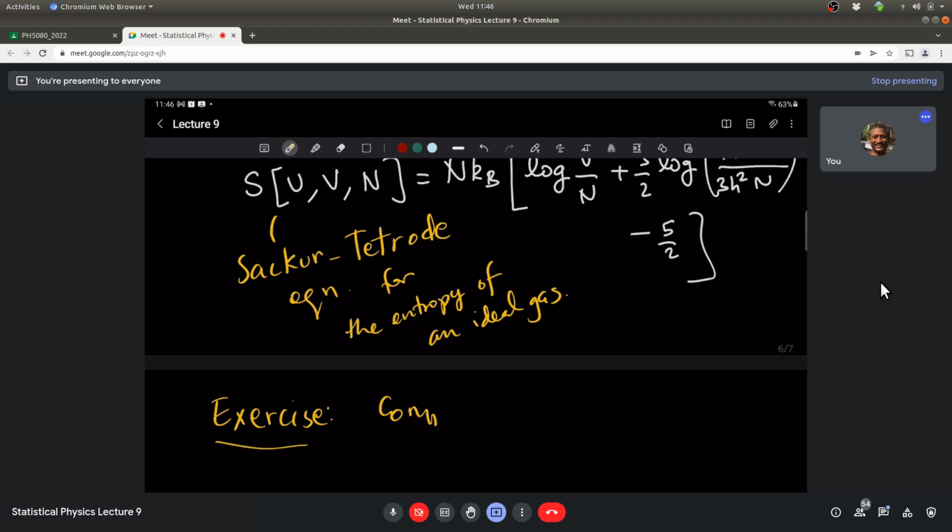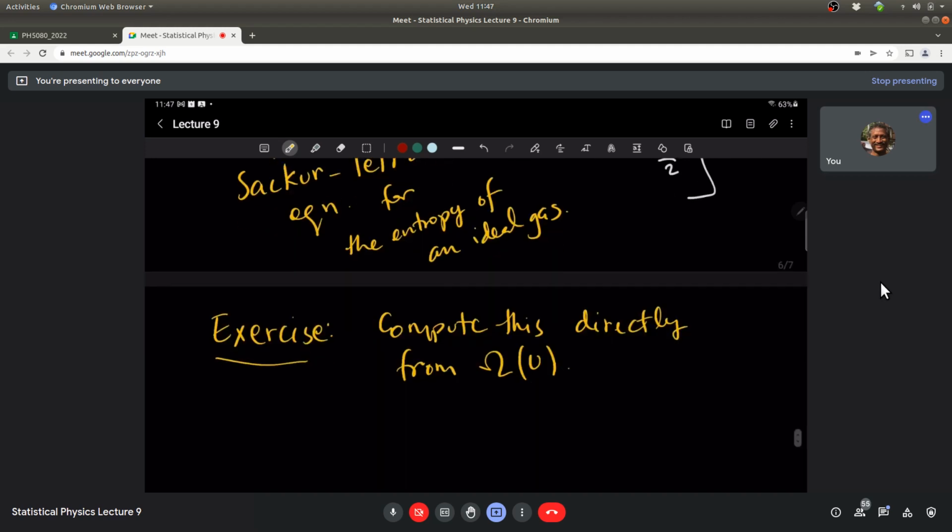Okay. So the exercise is to compute this directly. Actually, we have the answer from omega. Okay. Or compare. Compute this or compare. We have one. And compare.